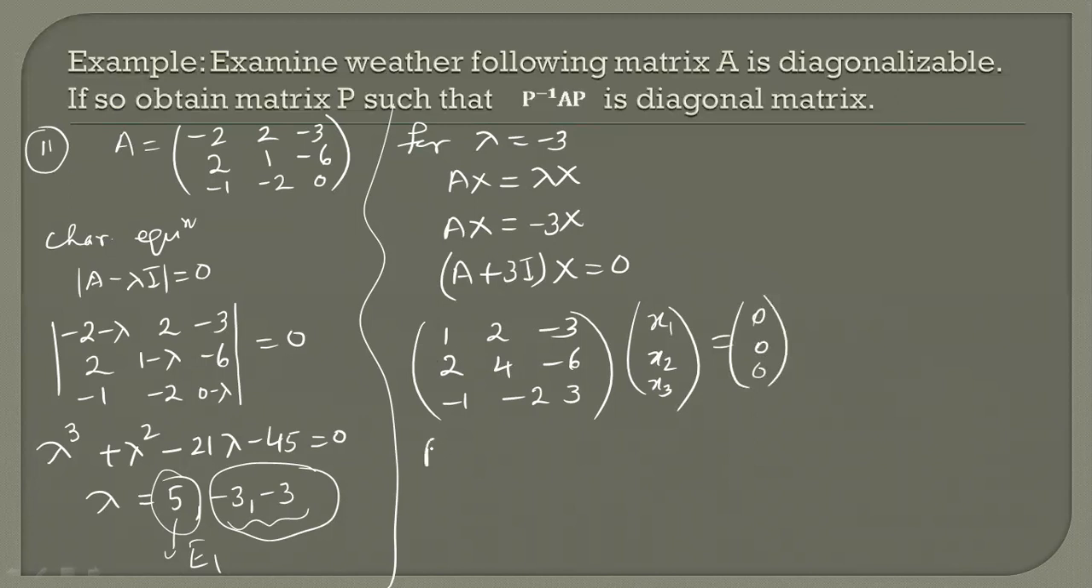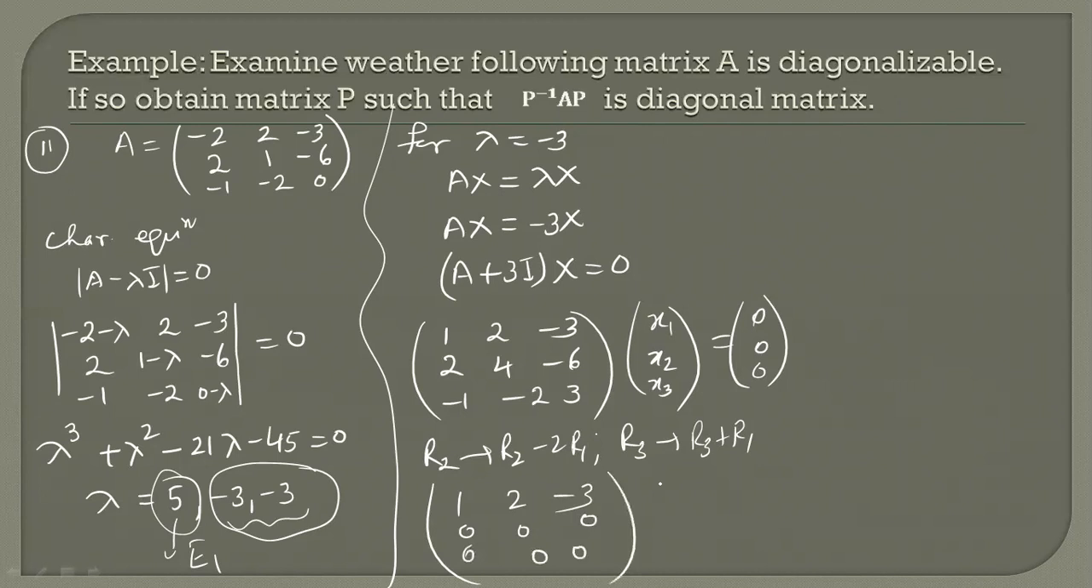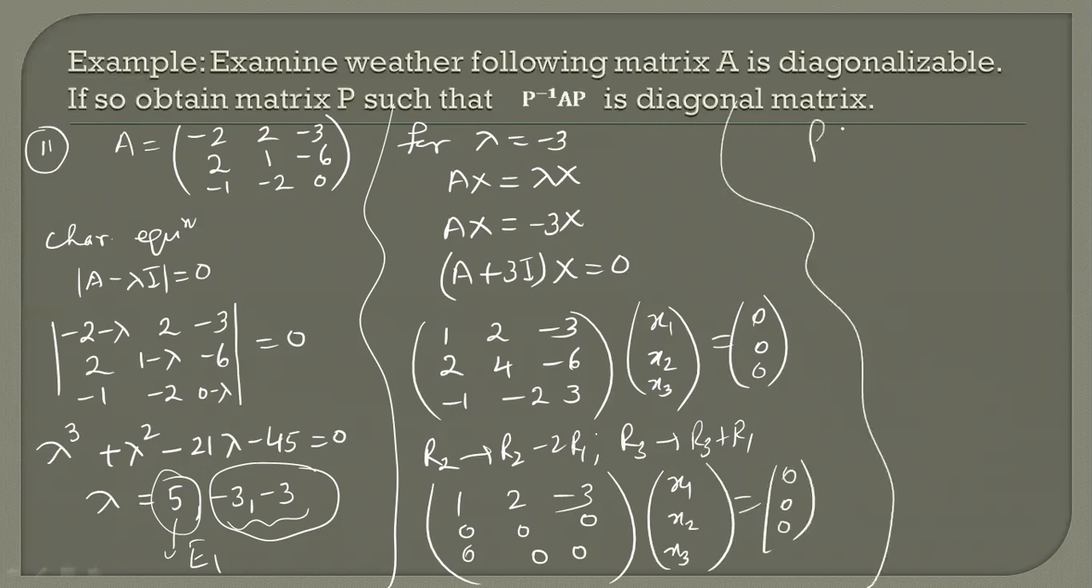For making row echelon form, R2 is replaced by R2 minus 2R1, R3 is replaced by R3 plus R1. So it will be [1, 2, minus 3; 0, 0, 0; 0, 0, 0], times x1, x2, x3, equal to 0, 0, 0. What is the rank of A? Here it is 1. So the number of linearly independent eigenvectors will be 3 minus 1, that is 2. We are getting 2 eigenvectors here.